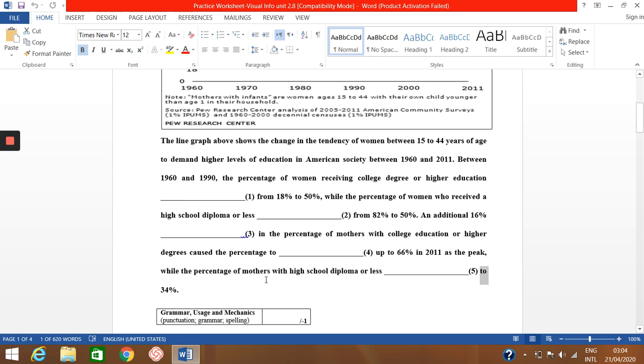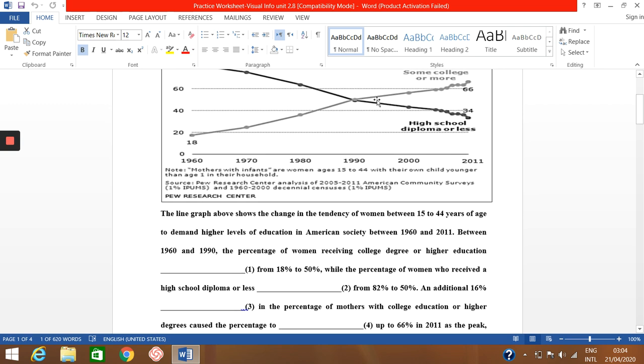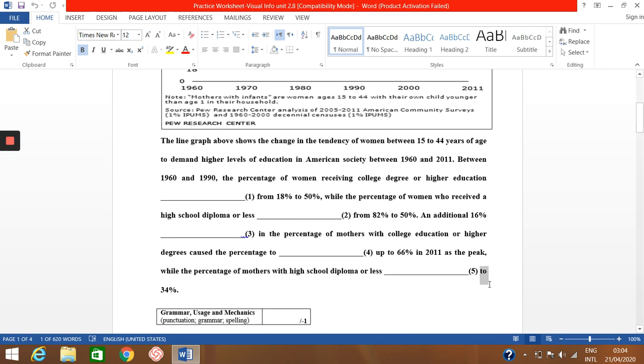While the percentage of mothers with high school diploma or less dropped to 34%. Since it goes down here, we need to use a verb here. So we can say decreased or dropped, or there's another one that we forgot to use before, fell. I mean, fell is the past tense of the verb to fall. So please be careful with spelling here.